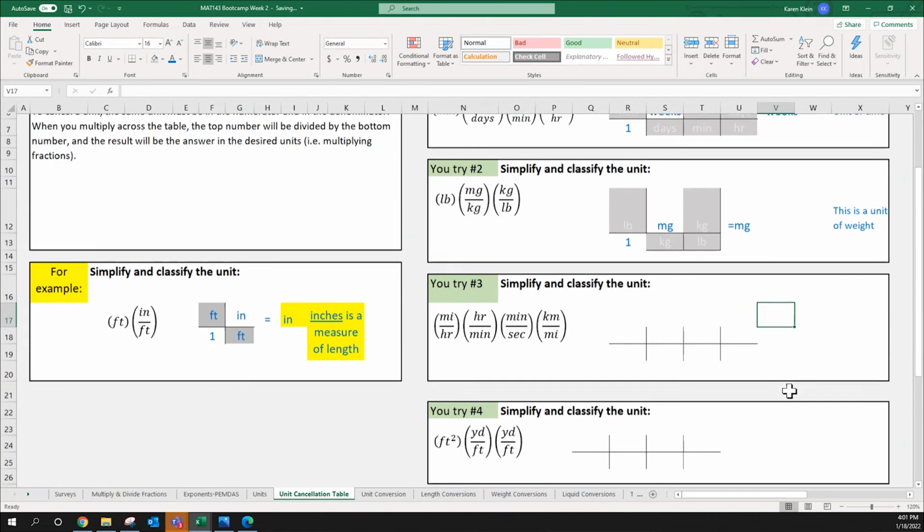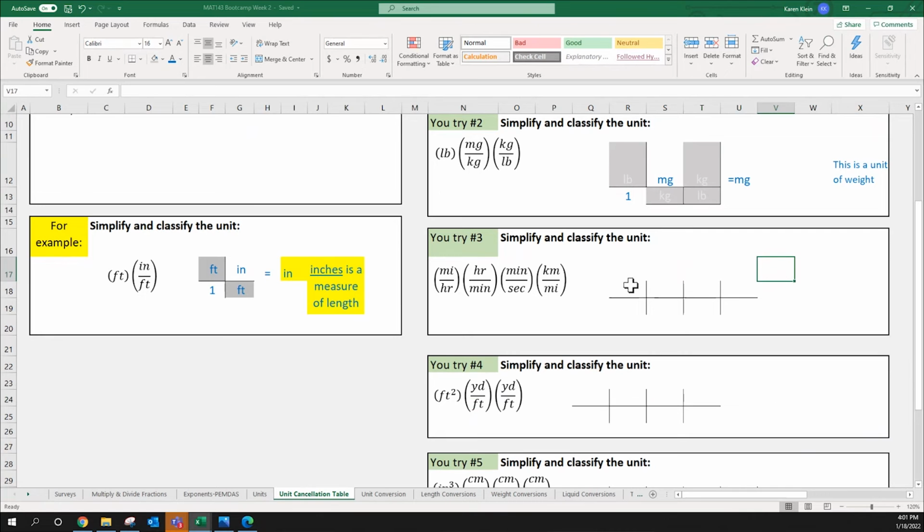All right, let's look at number 3. Let's enter in these fractions here. We have a unit on top and bottom for all the fractions. So we have mile over hour. We have hour over minute. Have minute over second. And then we have kilometers over mile.